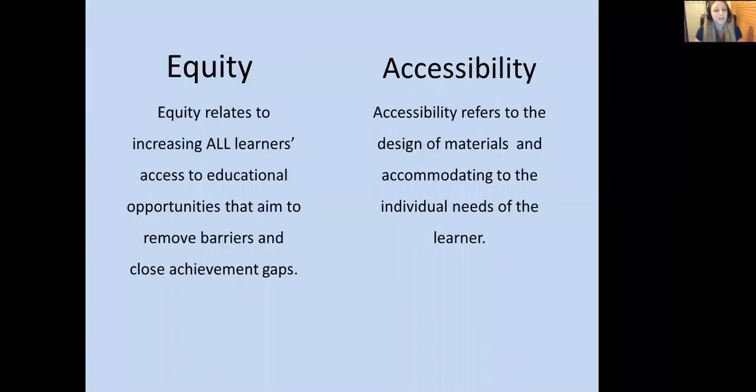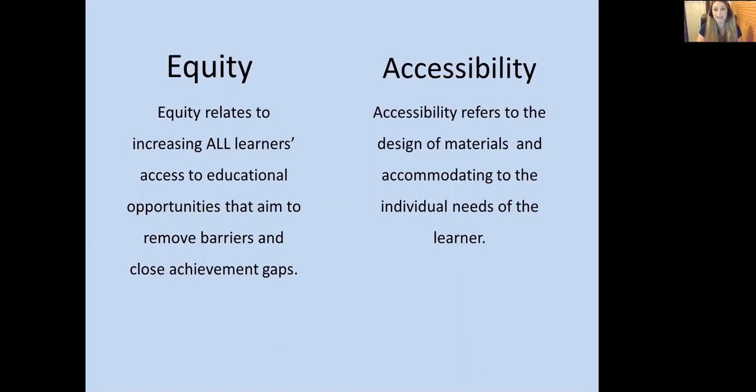So another point that the report made was the difference between equity and accessibility. Equity relates to increasing all learners' access to education opportunities that aim to remove barriers and close achievement gaps. As I mentioned, there were students who were taken out of brick and mortar schools because they were failing, they were struggling. Their parents felt like they were not being supported. So they took them out and put them in online communities, and they weren't always quite prepared for that either. But they were just trying any other alternative to try to close that gap and support their children.